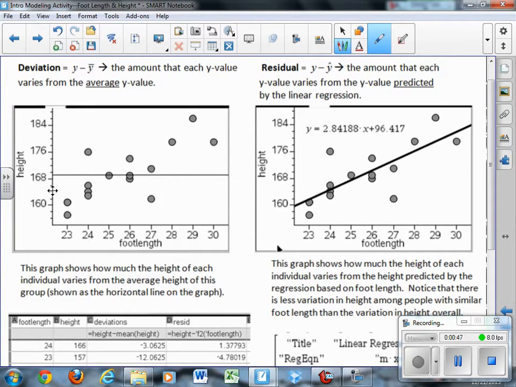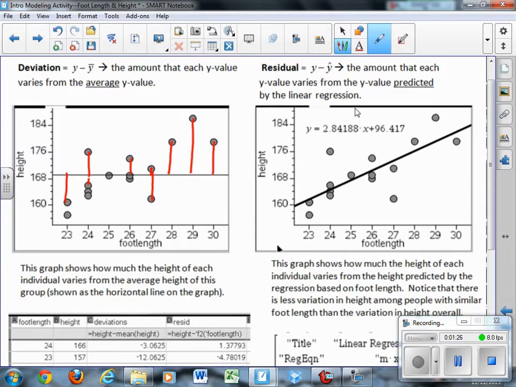So here's our foot length and height data. This line here represents the average height. So we can think of a deviation as the amount that each person differs from the average height. Some people are taller than average, some people are shorter than average, and so forth. If we were to add up all of the deviations, they would equal 0, because that's what an average does. It averages out. About half of those differences are above average and half of them are below average, and so when you add them all up, you just get 0.